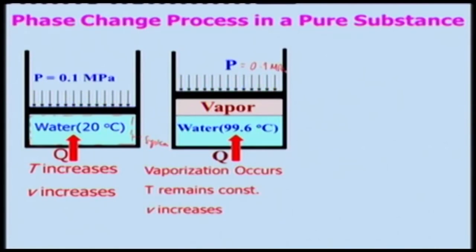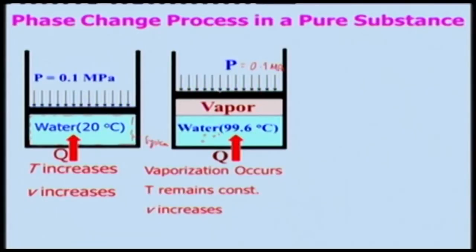It will start boiling, right? Once it starts boiling, what happens to its temperature? It will remain constant; the temperature won't change. Then the water bubbles will go up and be collected, and vaporization will start occurring, right?